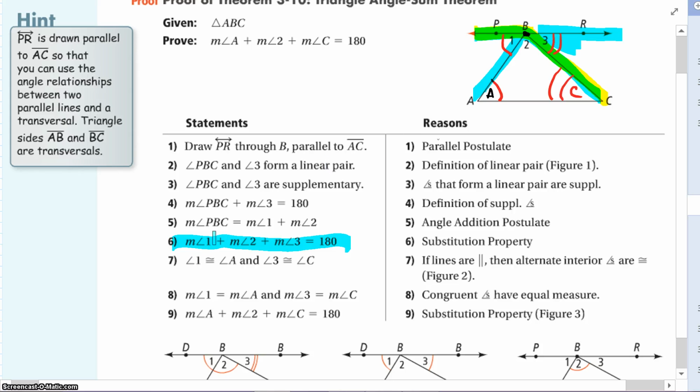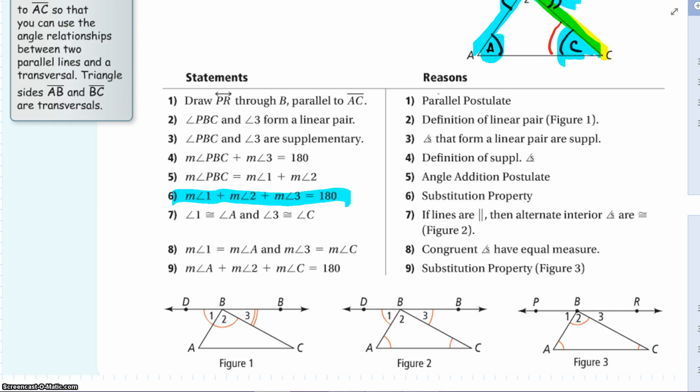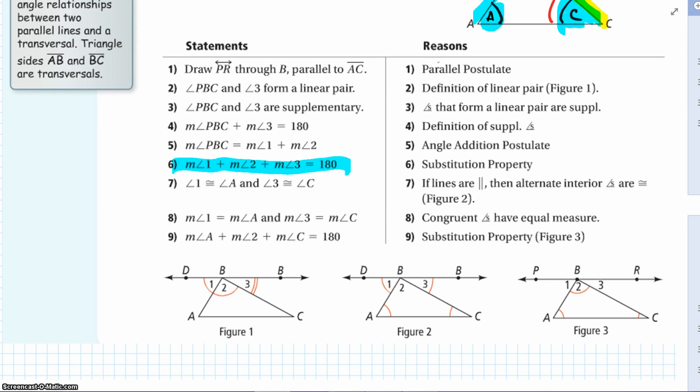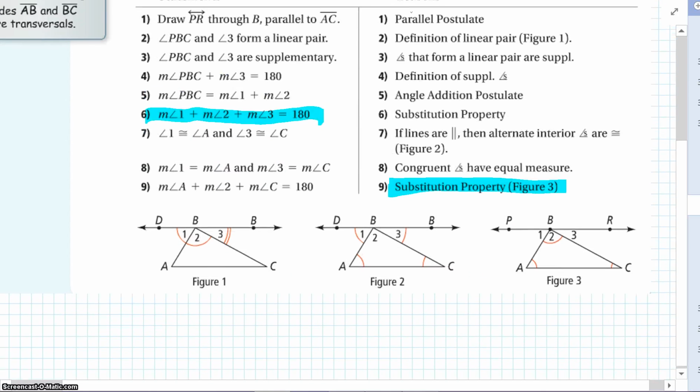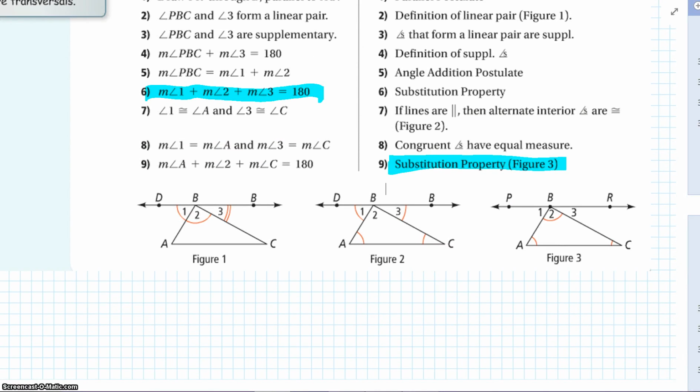Now we can say what we said earlier, the measure of angle 1 is congruent to the measure of angle A, and the measure of angle 3 is congruent to the measure of angle C. So we can say the measure of angle A plus the measure of angle 2 plus the measure of angle C equals 180 by substitution property. So we can prove that with multiple diagrams in figure 1, 2, and 3.